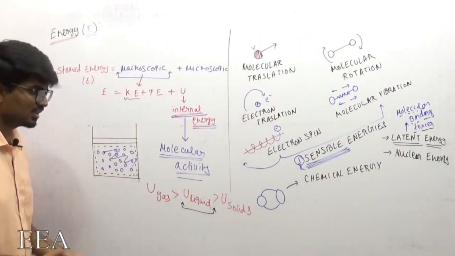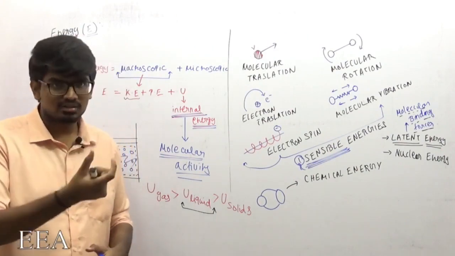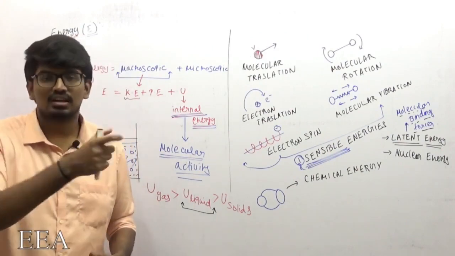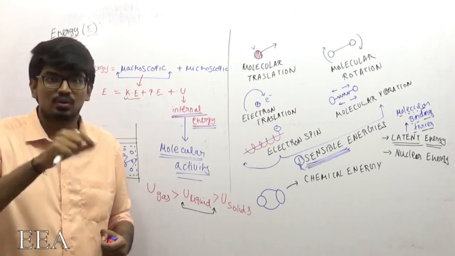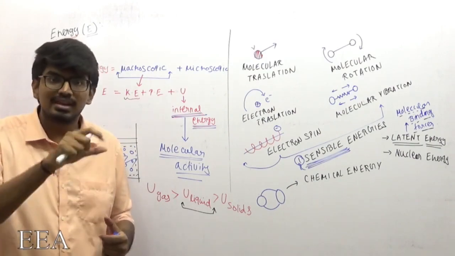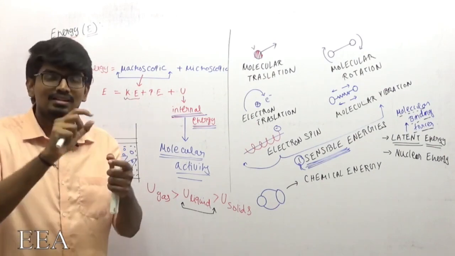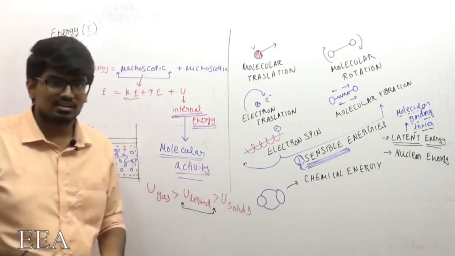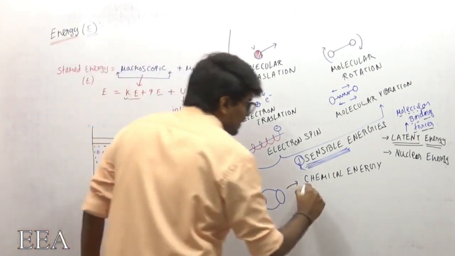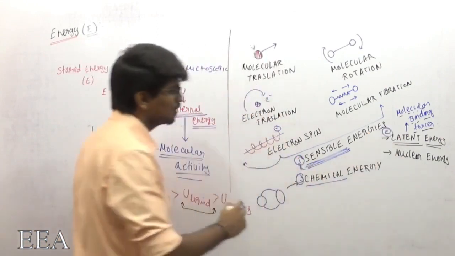Now chemical energy, what is this chemical energy? If you consider an atom, in an atom there will be a nucleus, protons, neutrons, electrons, and the atomic bonding inside the atom. It is not a molecular bonding, it is atomic bonding inside the atom. The energy possessed due to that atomic bonding is chemical energy. So that I am going to give as 3, latent energy is 2.